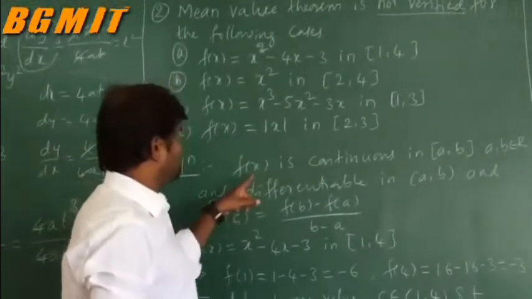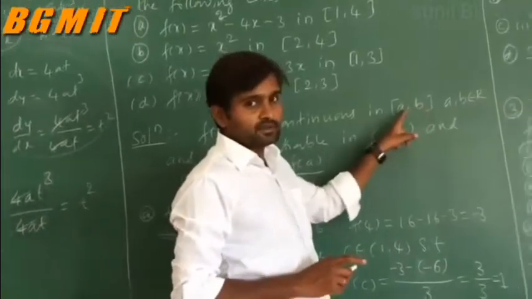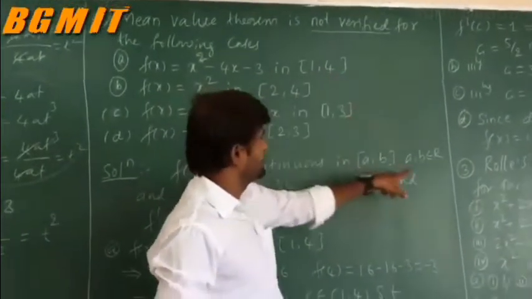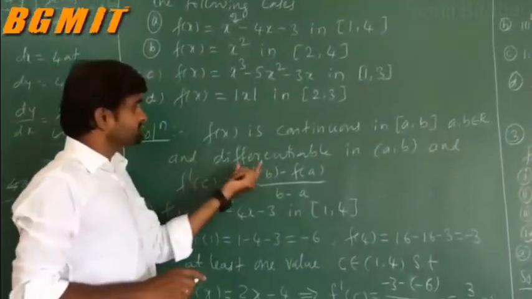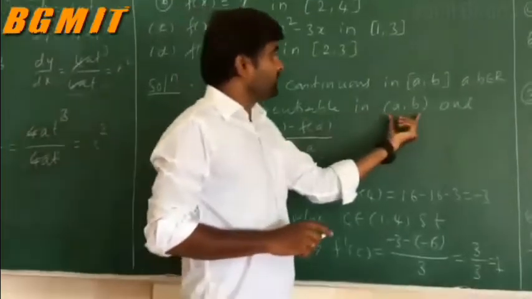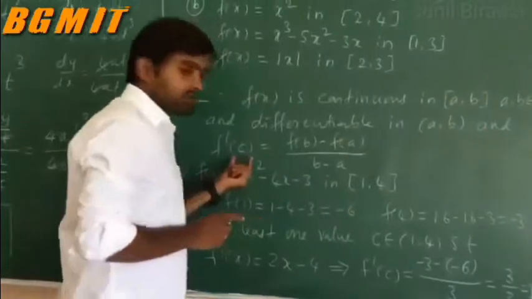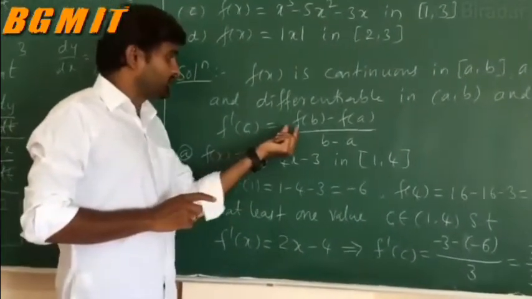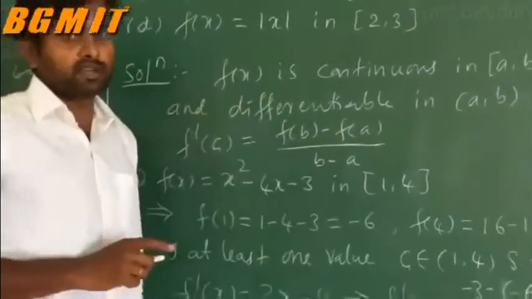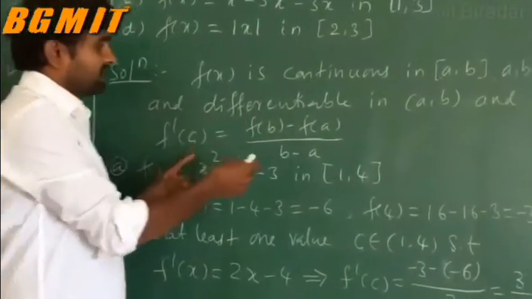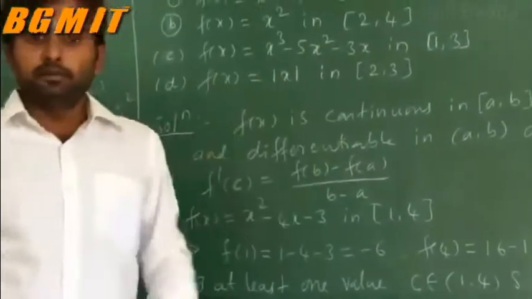That f of x is continuous in the closed interval a comma b, where a, b belong to real numbers, and differentiable in the open interval a comma b. The function should be differentiable, and the formula is f dash of c equal to f of b minus f of a divided by b minus a. That c value should be in this open interval a comma b.